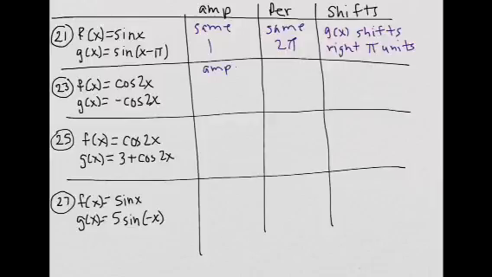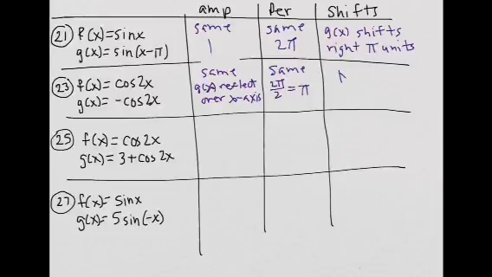Oops, why did I write amplitude? So the amplitude's the same. The only thing is that g of x reflects over the x-axis. That's what that negative does. That's g of x. And their period is the same, which is 2 pi over 2, which is pi. And there are no shifts in either one of them.